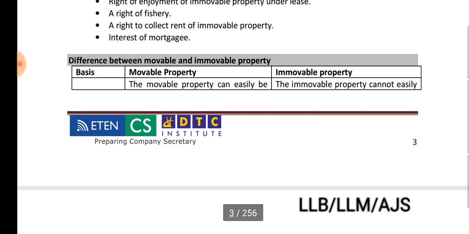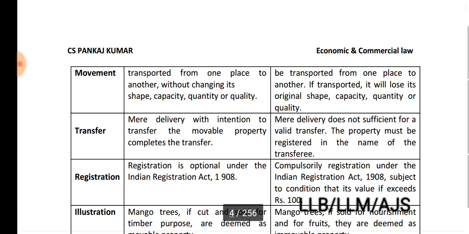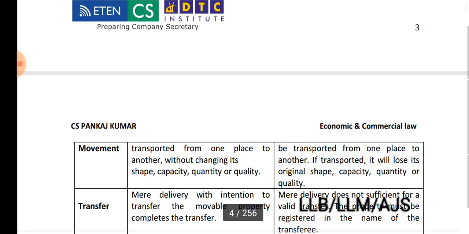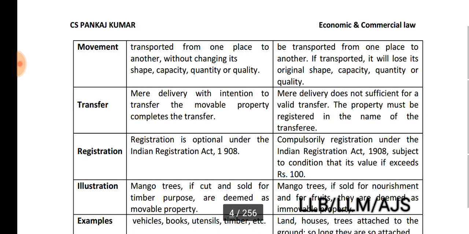Difference between movable and immovable property. Basis: movement. The movable property can easily be transported from one place to another without changing its shape, capacity, quantity or quality. Not transferable, but transported. Then comes immovable property. The immovable property cannot easily be transported from one place to another. For example, land cannot be transported. If transported, it will lose its original shape, capacity, quantity or quality.